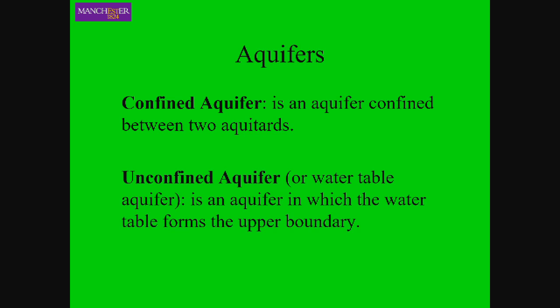Later on in the course, we'll be looking at the properties of two very distinct kinds of aquifers. It may seem like just a stamp collecting kind of definition, but actually these two aquifers behave in very, very different ways. So the definition is actually very important. We have this classification of confined aquifers, where the aquifer is sandwiched between two aquitards, in contrast to an unconfined aquifer, sometimes called a water table aquifer, in which the water table is the upper boundary.